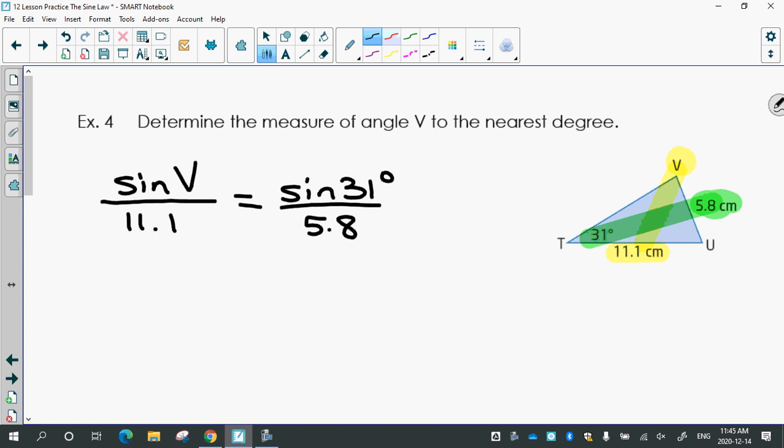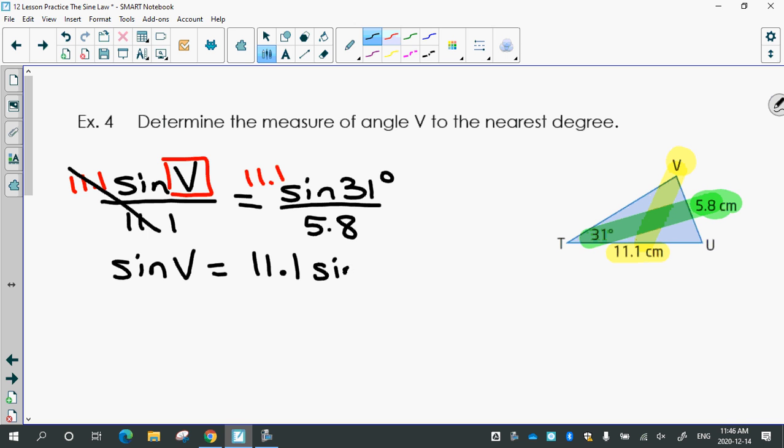So we're slowly trying to get angle B by itself. That's what we want to get by itself. The first thing we're going to do to both sides is multiply by 11.1, but we're going to leave it for our calculator to do in a couple of steps. So now we've got sine of angle B by itself, and sine of angle B is going to be 11.1 times the sine of 31 degrees divided by 5.8. But that's not angle B, that's the sine of angle B.